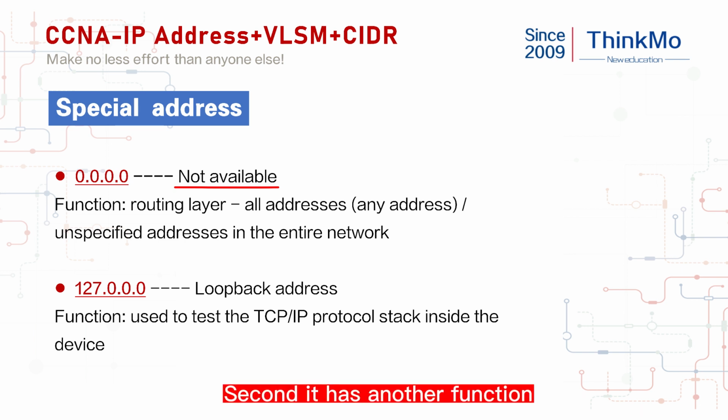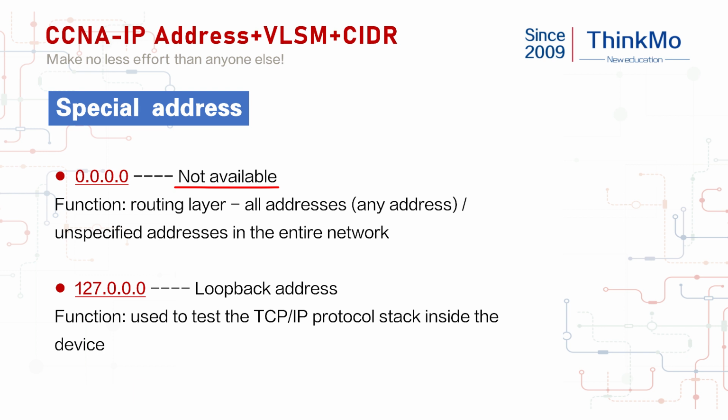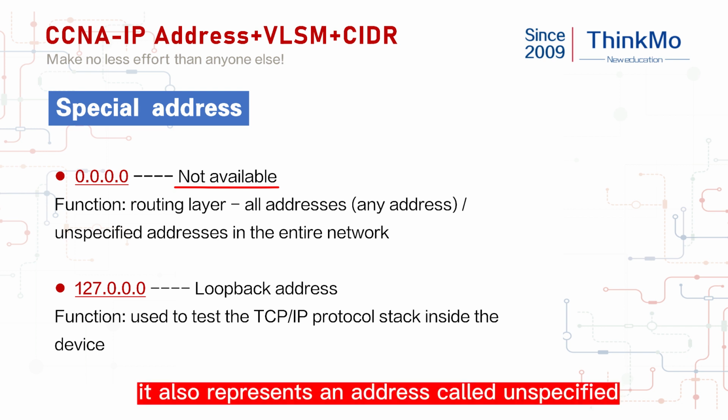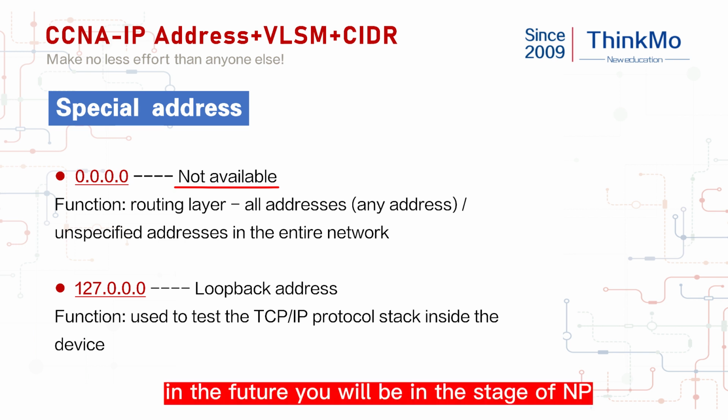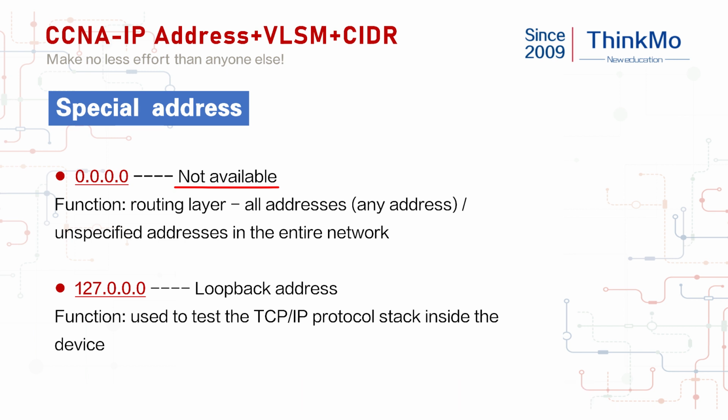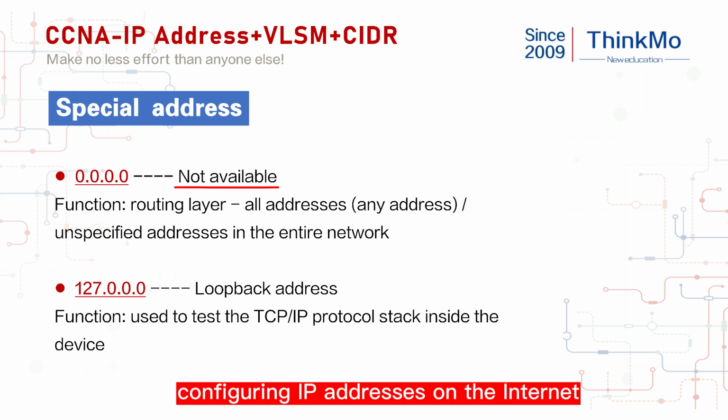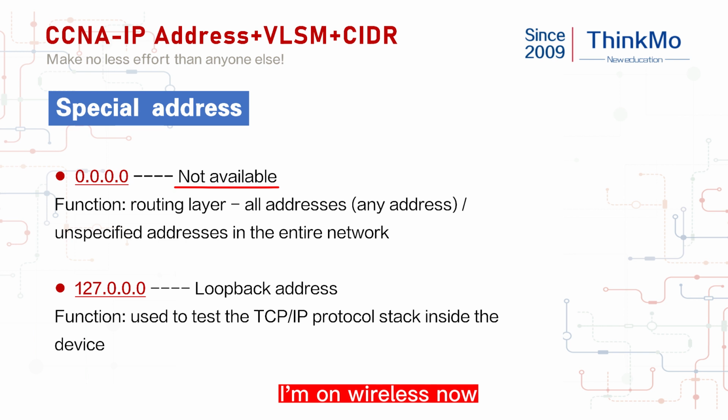Second, it has another function. It also represents an address called unspecified. I'll just tell you this, because we can't get into it now. In the future, at the NP stage, you will learn a protocol, DHCP. We turn on the equipment and configure IP addresses on the internet. For example, for my network card, I'm on wireless now, as everyone can see.